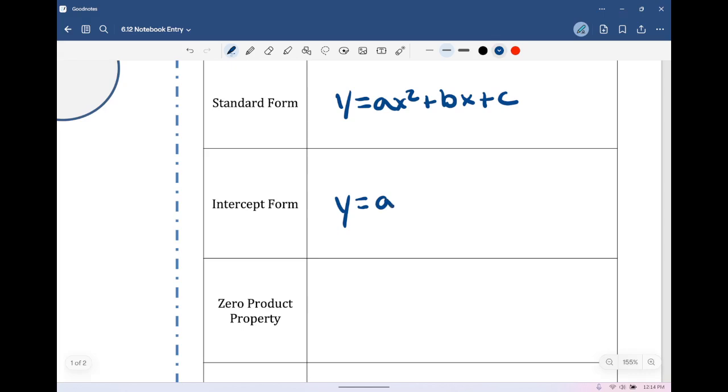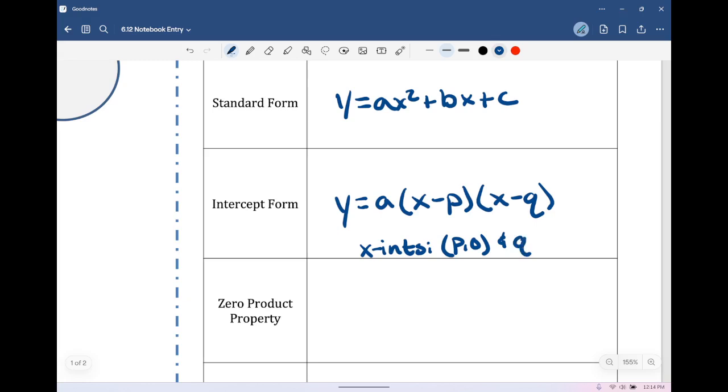This is a times x minus p times x minus q. Now, we all of a sudden have p and q in here. That's okay. P and q are just placeholders because our x-intercepts are (p, 0) and (q, 0).